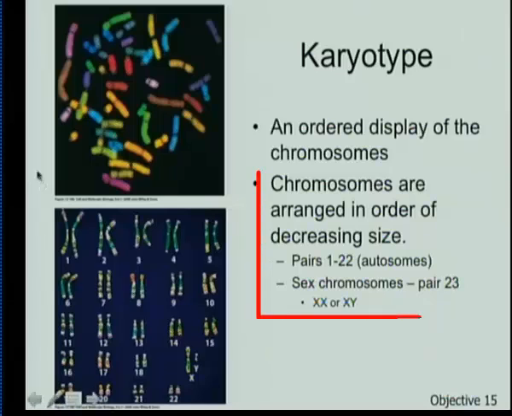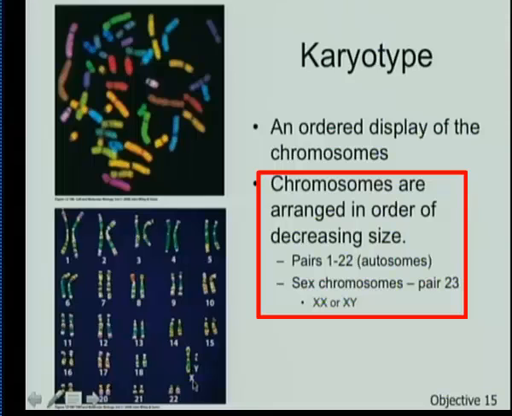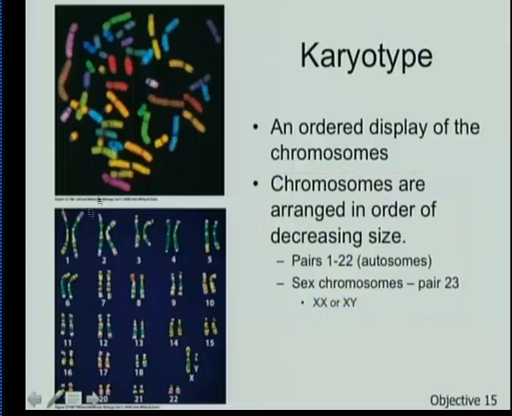And notice we line them up from biggest to smallest, and then the sex chromosomes, the X, and in this case an X and a Y. So we know the gender of this person. We know the gender is male because they have an X chromosome and a Y chromosome. If we had 2 X's there, of course, the person would be female.